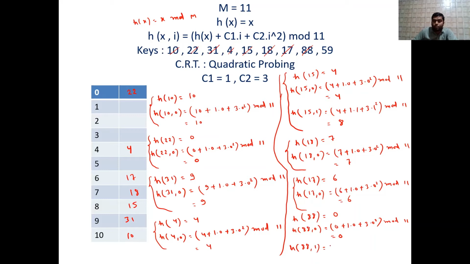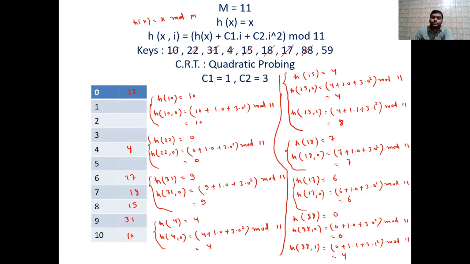So now what will happen? Observe. H of 88 is 0 plus 1 dot, probe number 1, plus 3 dot 1 square, and mod of 11. So observe carefully, it is 1 plus 3, which is 4. 4 mod 11 is going to be 4. So again there is a collision.